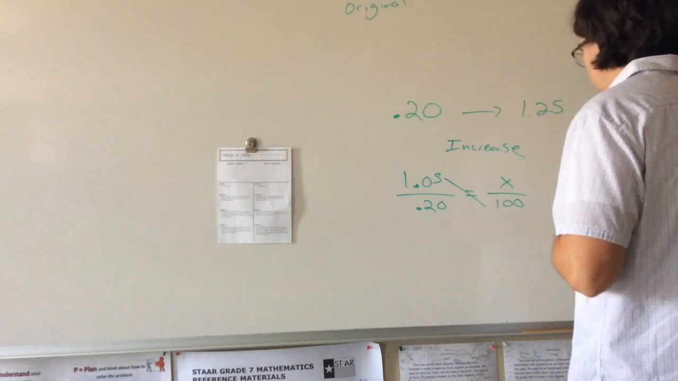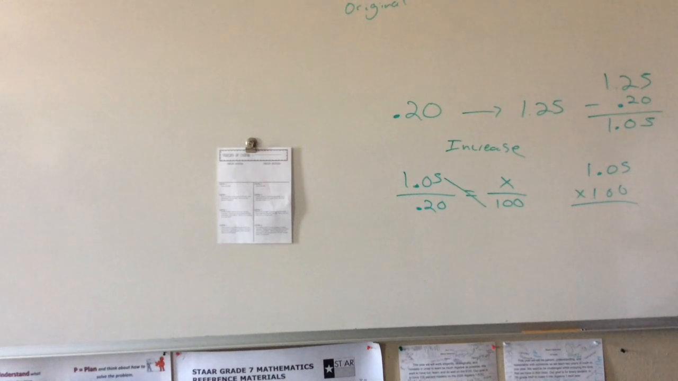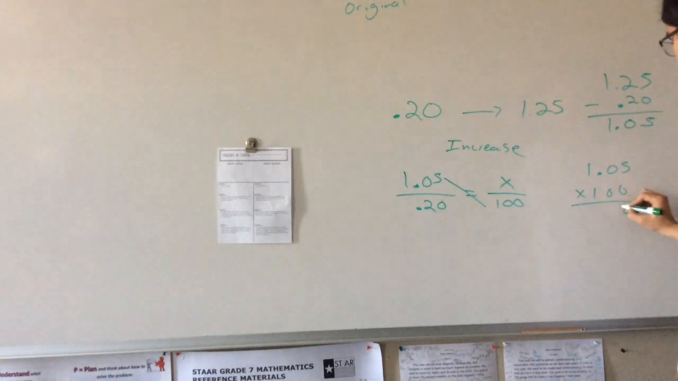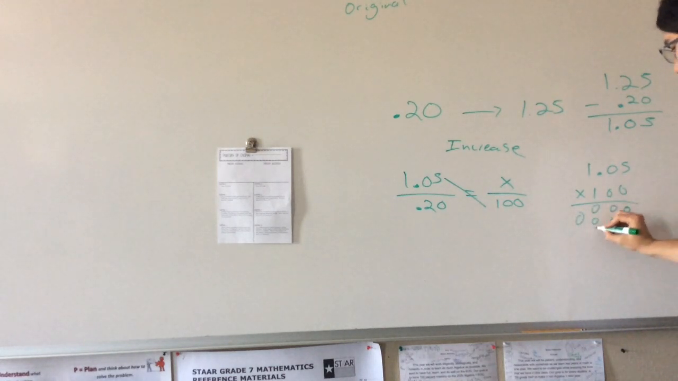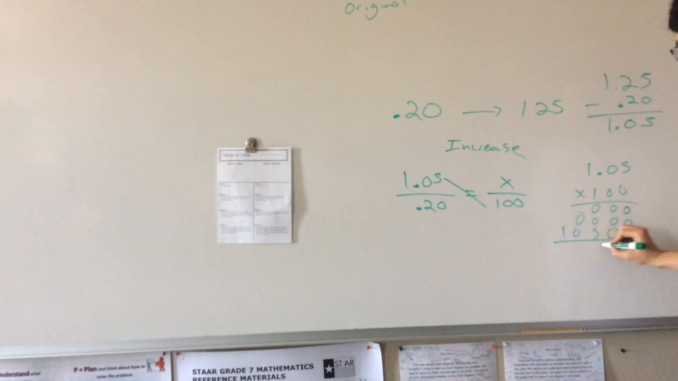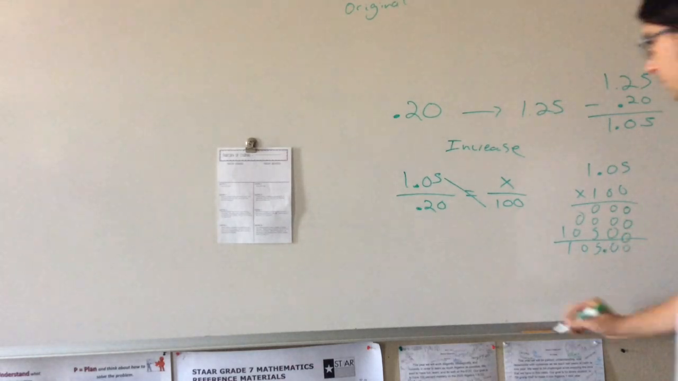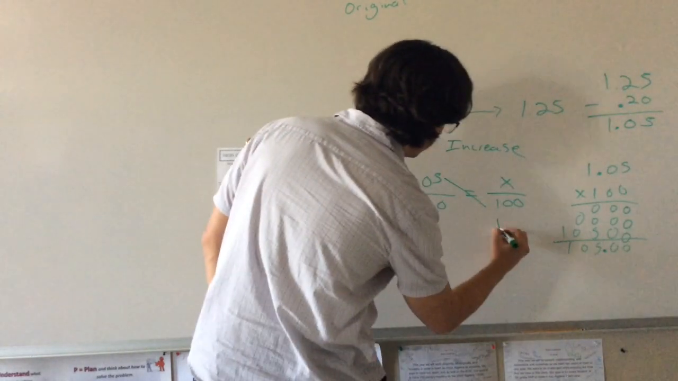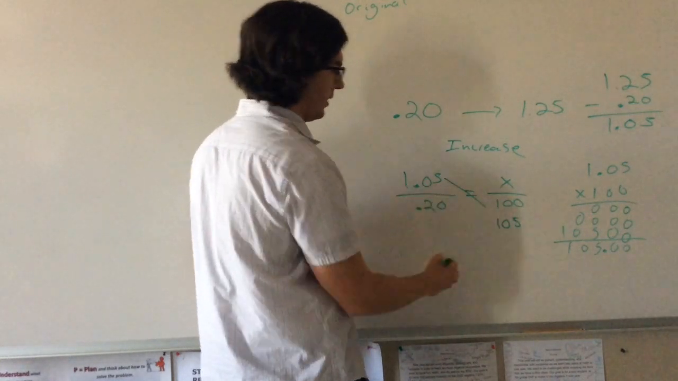So I'm going to do $1.05 times 100. I'm going to add those up. I've got to put my decimal here. So I end up with 105, which if you think about it makes sense because we're multiplying by 100. If I move my decimal twice, I get that.